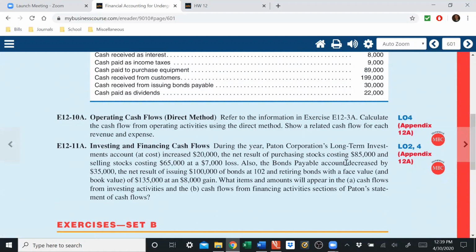Also, the bonds payable account decreased by $35,000, which was the net result of issuing 100,000 of bonds at 102 and retiring bonds with a face value and a book value of $135,000 at an $8,000 gain. What items and amounts will appear in the cash flows from investing activities and the cash flows from financing activities on Patent's statement of cash flows?